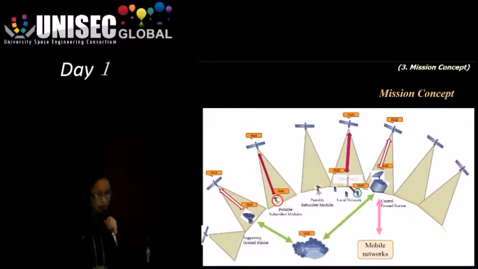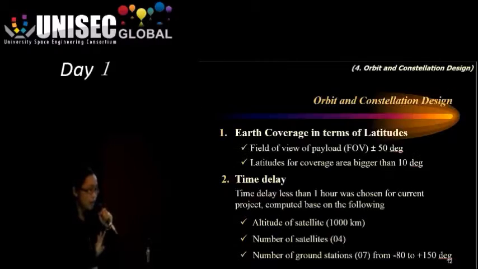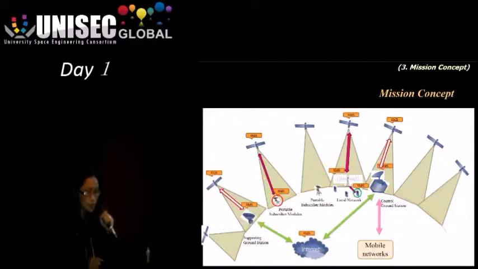So how do we do that? This is the mission concept. Essentially, we have three segments: space segment, ground segment, and user segment. The space segment consists of 4 satellites orbiting along the equatorial region. We have the ground segment: 1 control station and 6 supporting ground stations. And we have the user segment, which will be either a LAN or local network or portable subscriber modules.